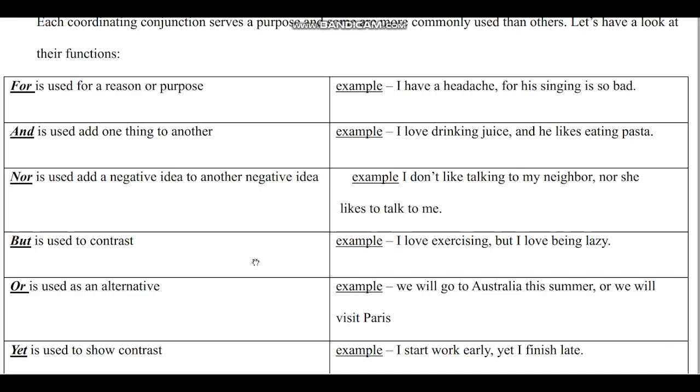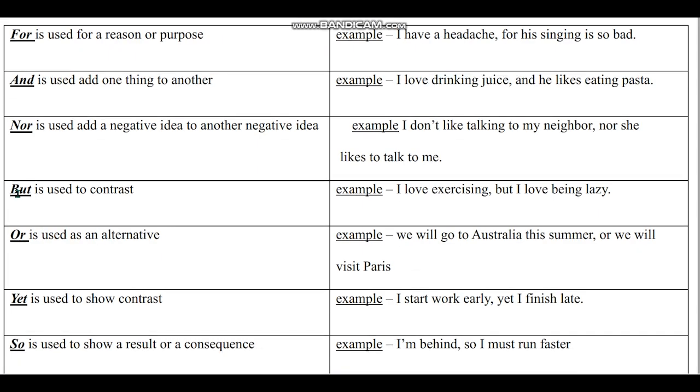Now, let's move on to another coordinating conjunction, which is but. And but, we use it to express opposites. So, I love exercising, but I love being lazy. These are two opposite ideas. We join them by the coordinating conjunction but. Do not forget the comma.